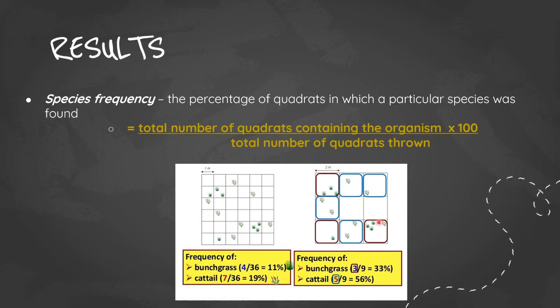Let's look over here. The frequency of bunch grass in this case, 1, 2, 3. Only 3 quadrats contain at least one bunch grass out of the 9. 1, 2, 3, 4, 5, 6, 7, 8, 9. So we have 9 total quadrats. So 3 out of the 9 contain bunch grass. The cattail, 1, 2, 3, 4, 5. So 5 out of the 9 contain cattail on this side. So the frequency is about 56%.